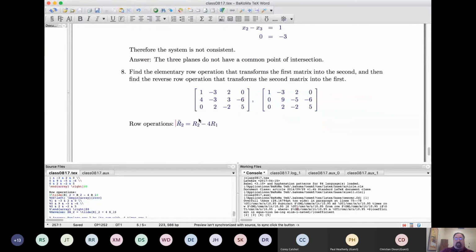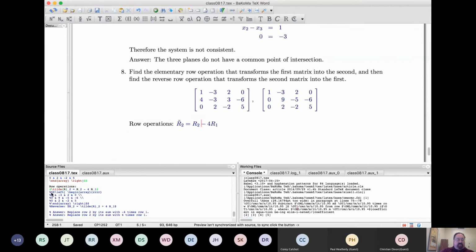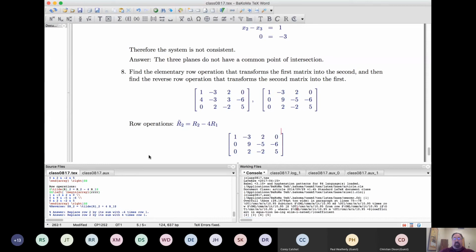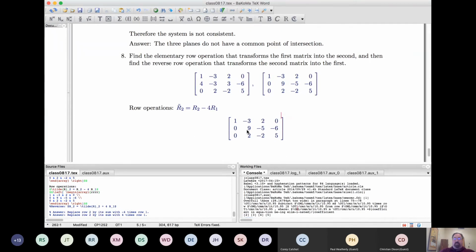In my notation here, I'm using tilde to refer to the updated row. So R2 is the original second row. R2 tilde is the updated second row. So then I go ahead and see what I get. And sure enough, this matrix does match this one. So that is a row operation that transforms this matrix into this one.